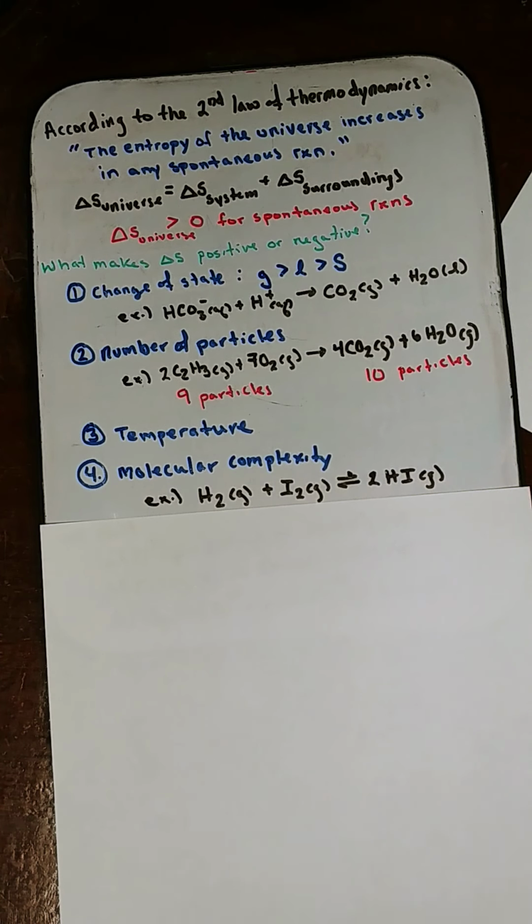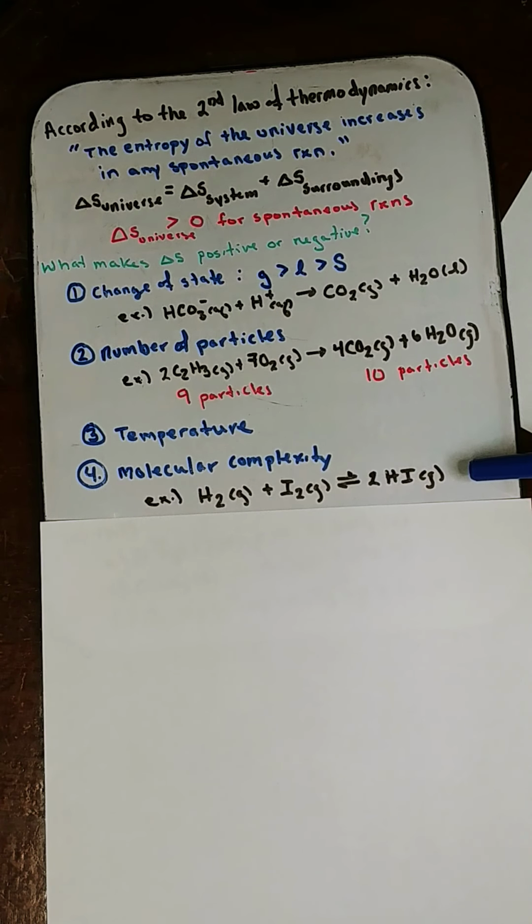And our last factor that affects our change in entropy will be the molecular complexity. This is probably the most nuanced of the factors. It's definitely the most difficult to see immediately. But let's look at this reaction here, where I have H2 gas reacting with I2 gas to make 2 molecules of HI gas.